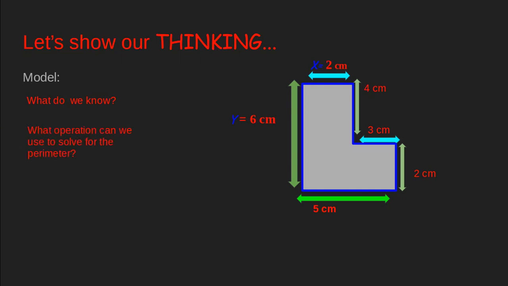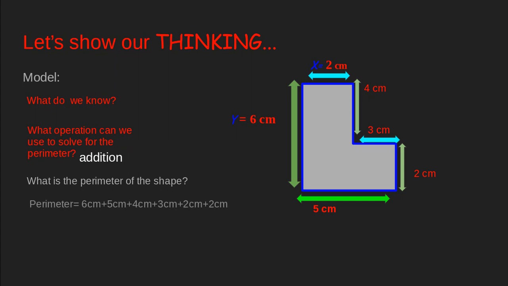So what operation can we use to solve for the perimeter? Remember that in order to find the perimeter, we must add all the side lengths. So now that we have all the side lengths, can we add? Definitely, let's go for it. So let's go ahead and add. What is the perimeter of the shape? Go ahead and pause the video at this moment if you want to take the time to figure this out on your own. When you are ready to check your work against mine, resume the video.